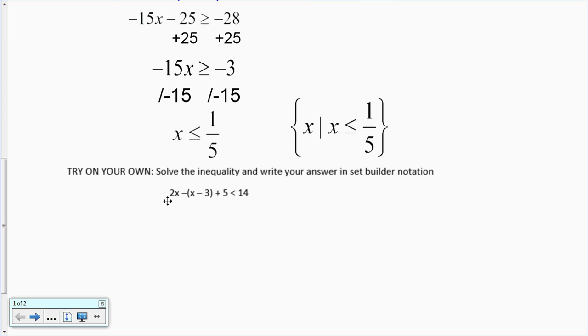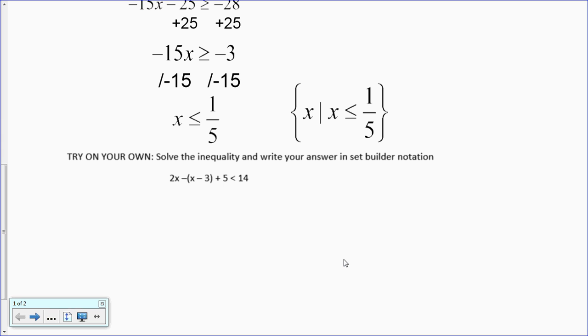Go ahead and try this one on your own. It's very similar. It does have combining like terms, so please pay attention to that. You're solving the inequality and writing your answer in set builder notation. Okay? Pause the video. When you come back, I will have an answer for you.